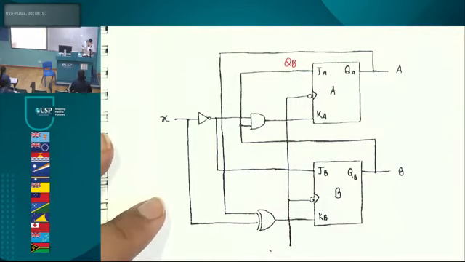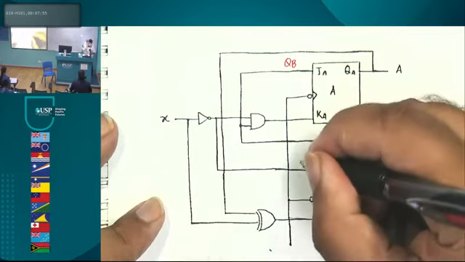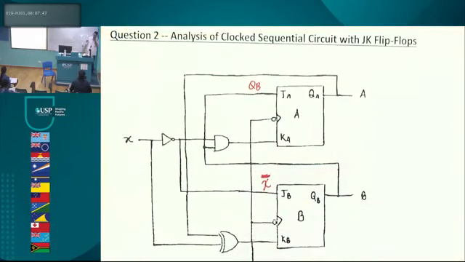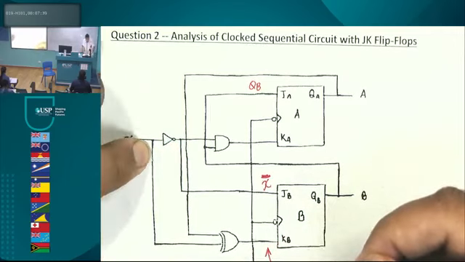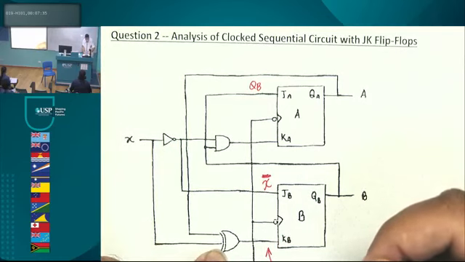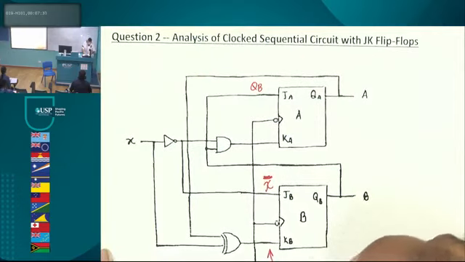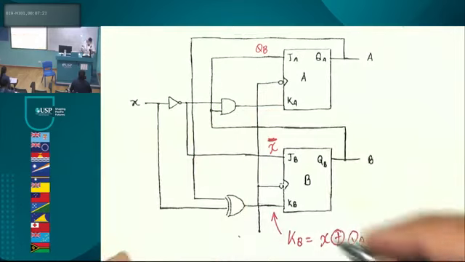Let's move to another one. What is JB equal to, guys? JB is easy. X bar. That's why I'm doing JB first. Always do the easy guys first. All right. What will KB equal to? KB will equal to X XOR QA. Yeah, QA. Everyone in agreement with me? Yeah? Okay. Let's look at KA.